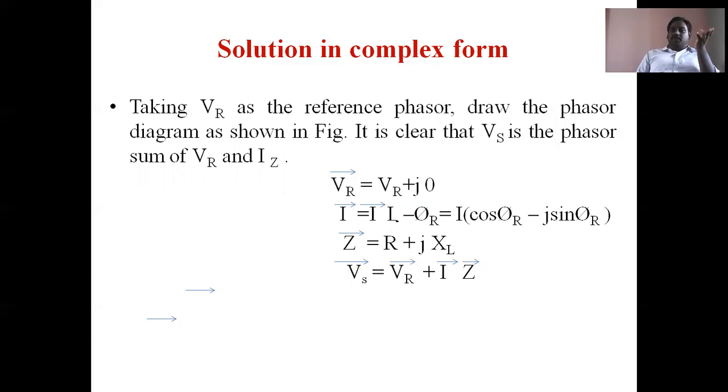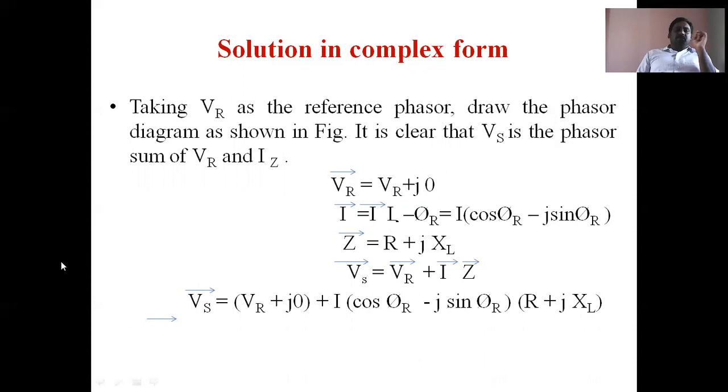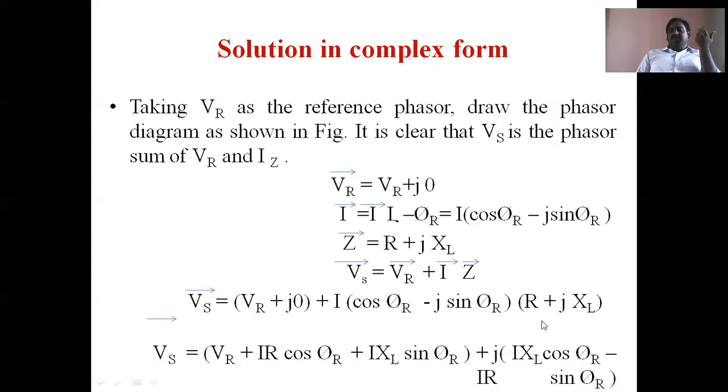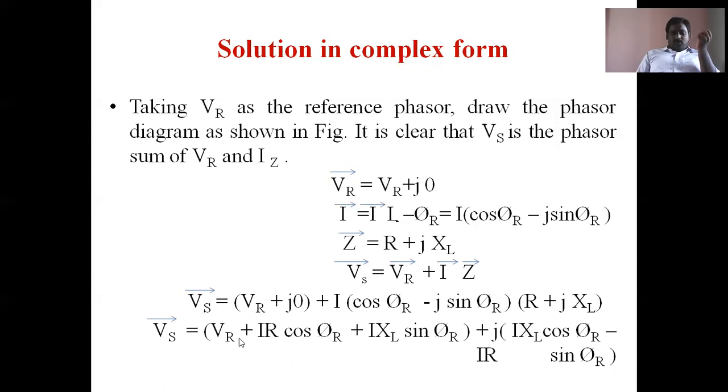Vs bar is the vector, not the magnitude. Magnitude means Vs. So finally Vs bar is equal to Vr plus j0 plus I cos phi r minus j sin phi r into Z, meaning R plus jX. Then finally Vs is equal to Vr plus IR cos phi r, where I into R. Here the imaginary part is 0. The real part is IR cos phi r plus I XL sin phi r, just simply these two terms, plus j into I XL cos phi r minus IR sin phi r.